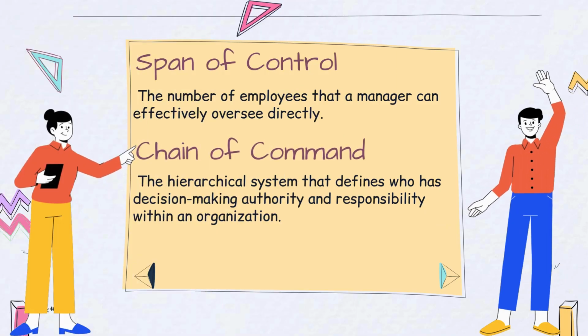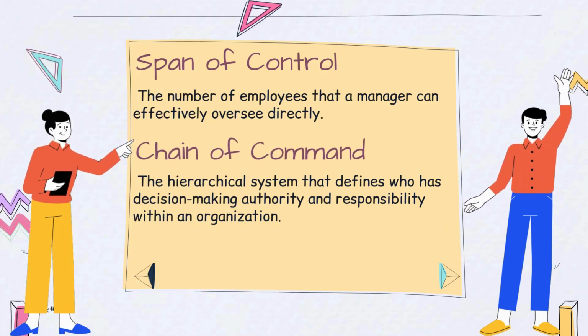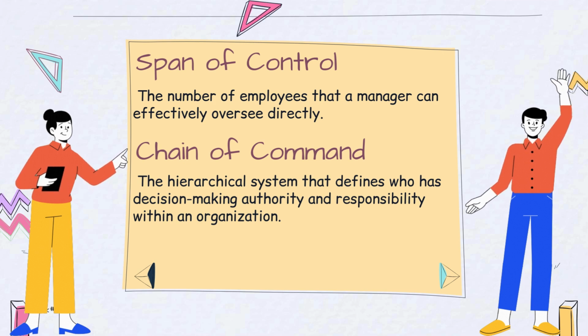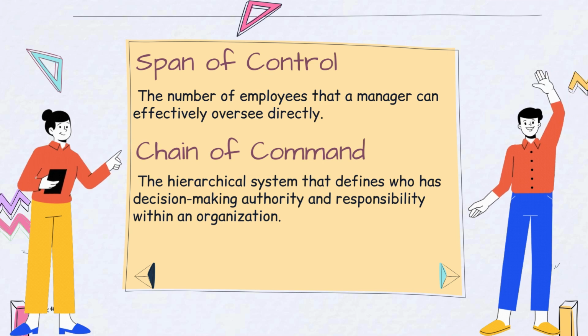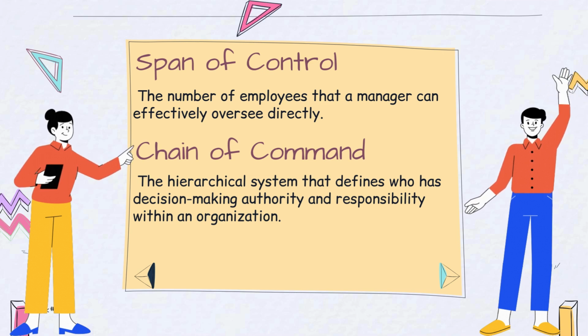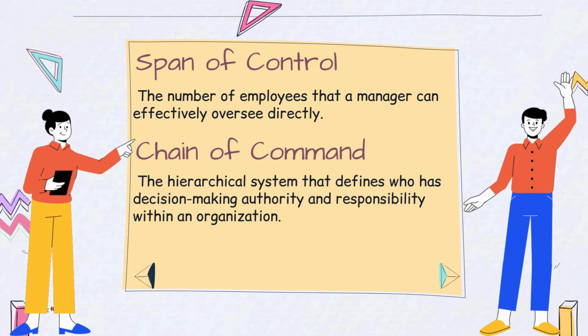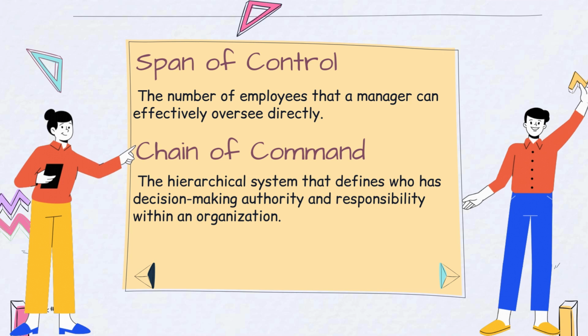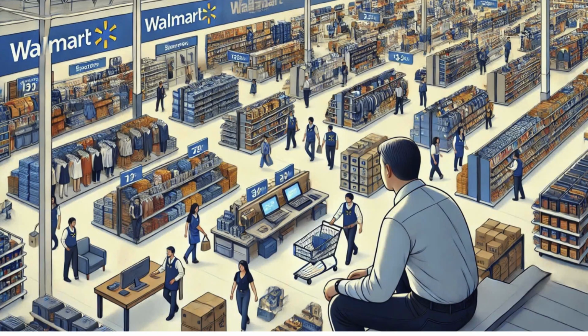Moving forward, let's discuss span of control and chains of command. First is span of control. Span of control is the number of employees that a manager can effectively oversee directly. And the second is chains of command, the hierarchical system that defines who has decision-making authority and responsibility within an organization. Here we have some explanations for span of control and chains of command.